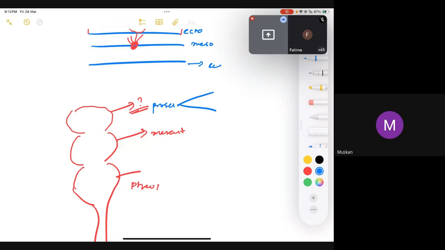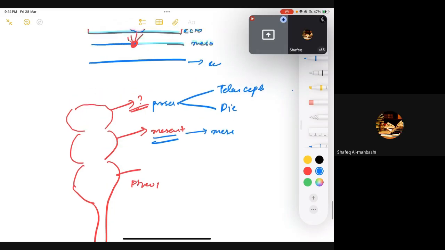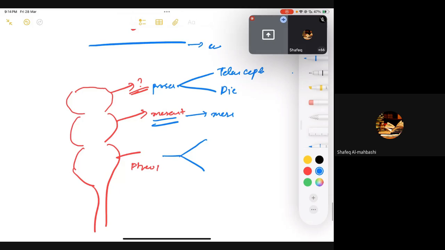It's going to give rise to telencephalon and diencephalon. Perfect. And what about mesencephalon? Same, mesencephalon. Rhombencephalon is going to give rise to 2 structures: metencephalon and myelencephalon. Perfect.